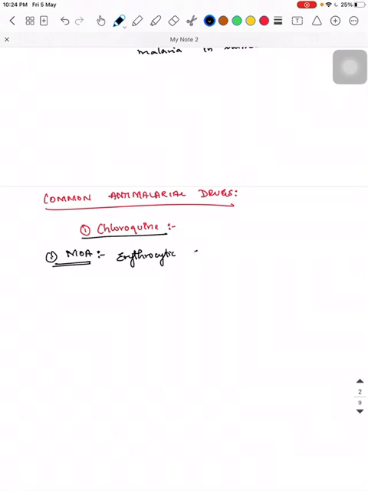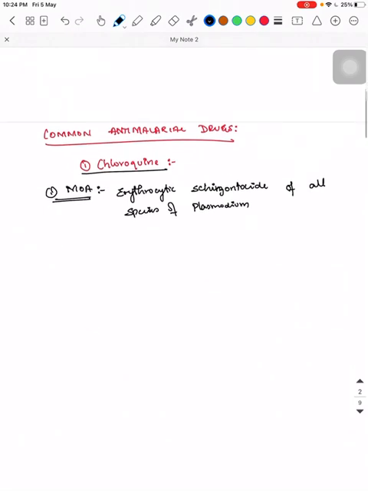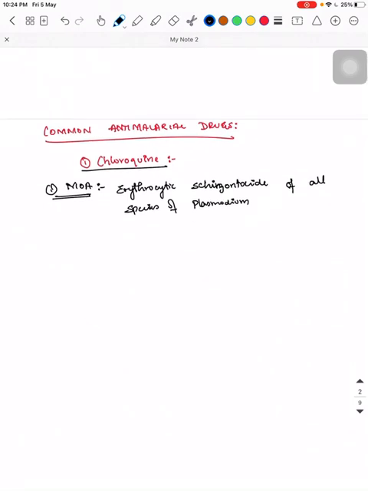The mechanism of action. So, chloroquine is mainly an erythrocytic schizonticide of all the species of Plasmodium.